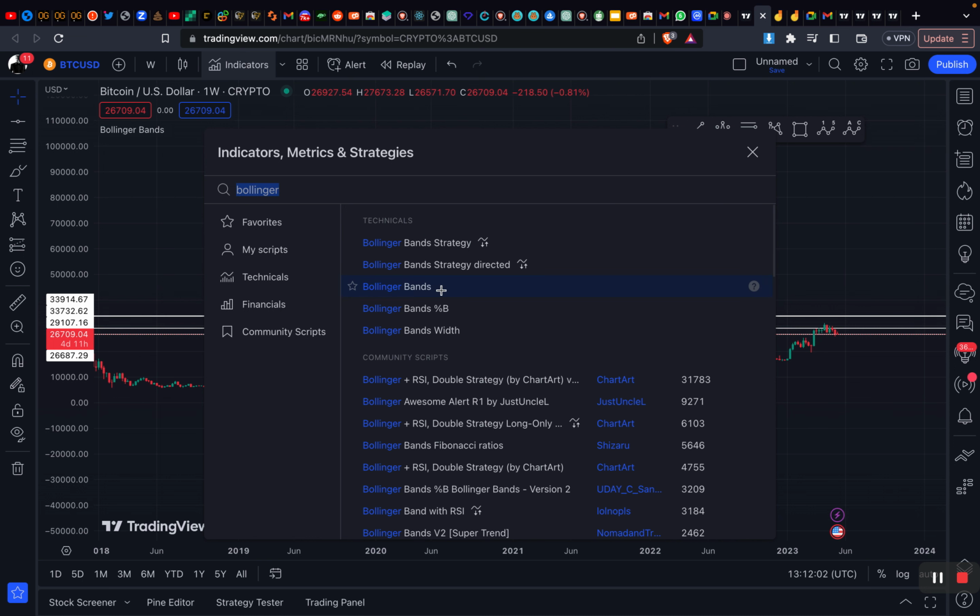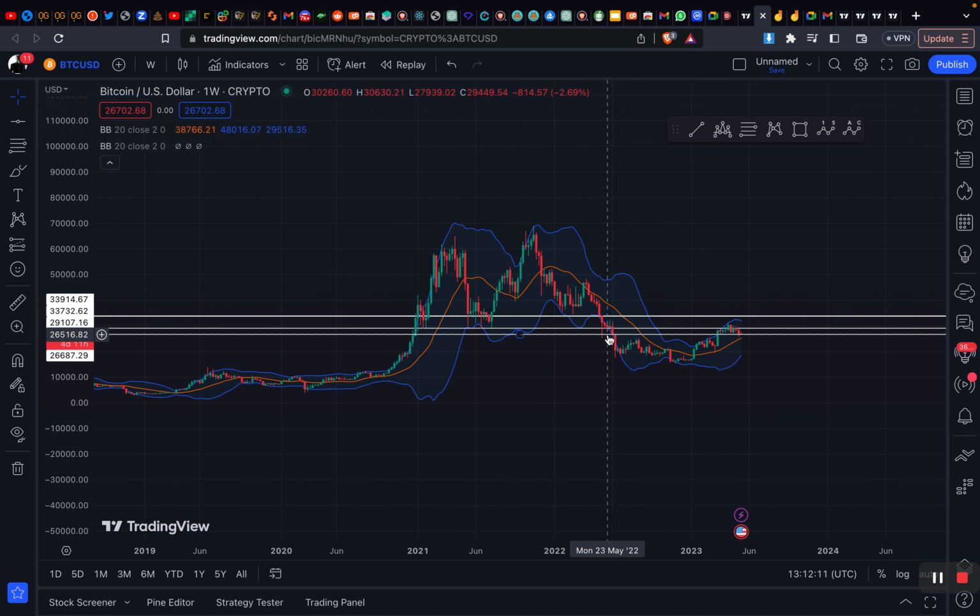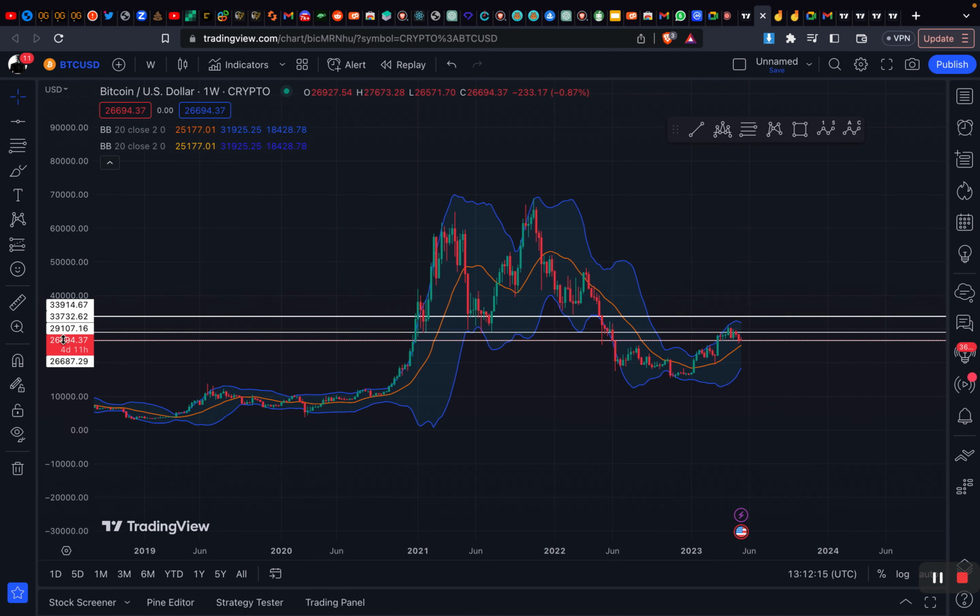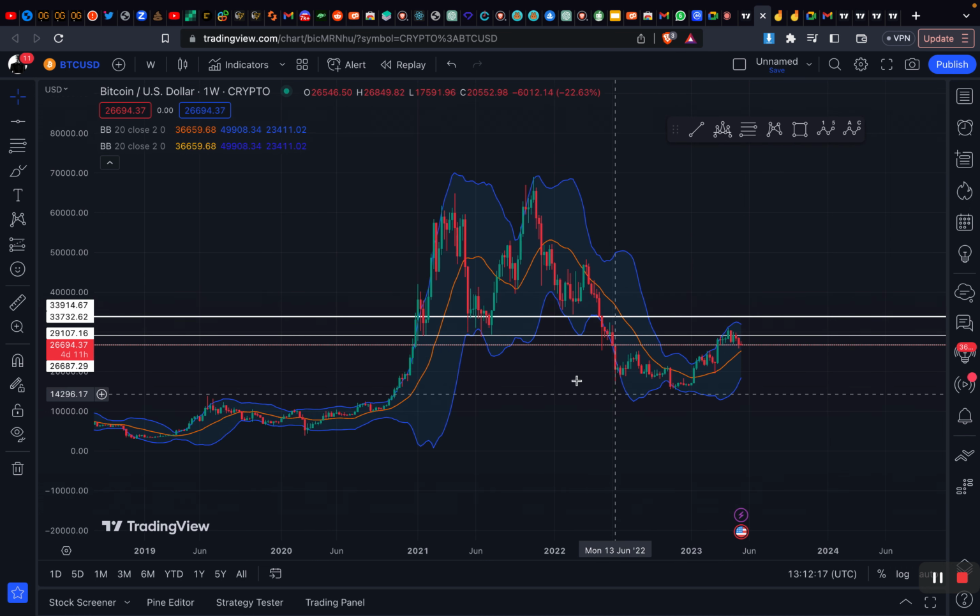So for the Bollinger Band indicator, it is pretty much straightforward. All you need to do is click on it. When you click on it, you will see something come out on top of our chart. Can you see what came on top of the chart? We saw these three. Can you see it? Yes.